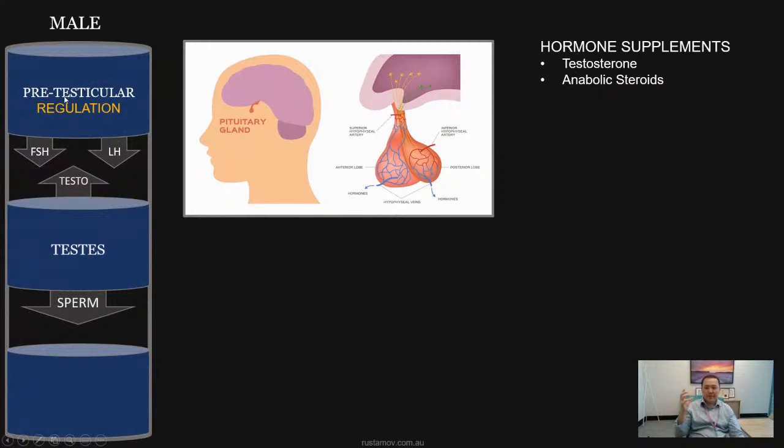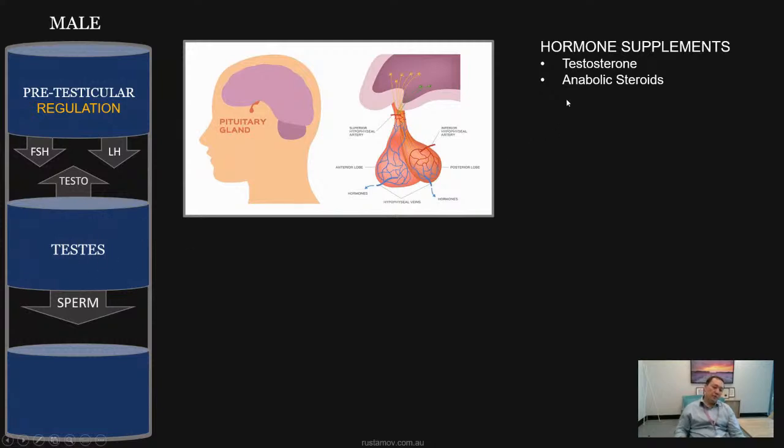We will start with the pre-testicular problem, and all the causes of male infertility at this level are linked to the disruption of the work of the pituitary gland. This is a gland which is based at the base of the brain. As we discussed previously, the main function of the pituitary gland is to produce FSH and LH hormones, which stimulate the testes to produce testosterone and the sperm. So if you have a disruption here, then we have a disruption at the level of the testes.